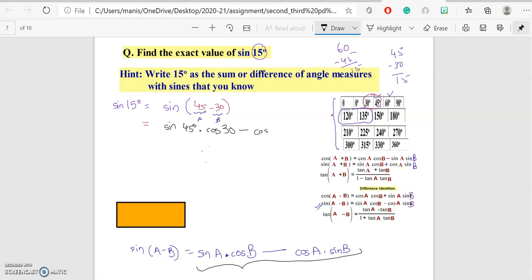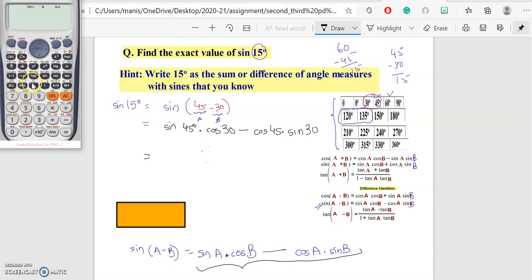cosine of A. How did I get cosine of A? I looked over here. So this is my A, that's my 45 degrees, times sine of B. So I write over here sine. And what is the value of B? That's your 30 degrees. After this step, what you will need is your calculator to find the answer.